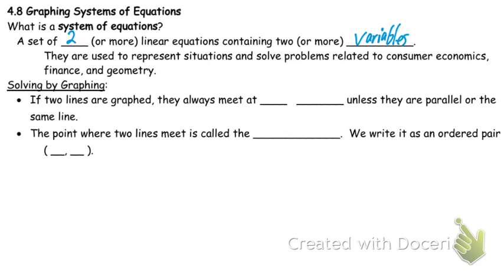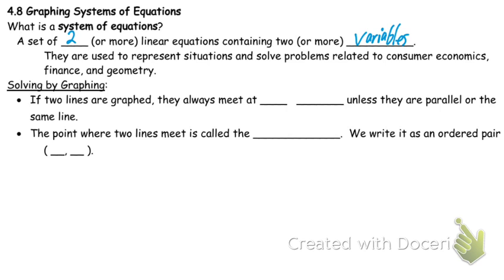X and Y typically. Now, systems of equations are used to represent situations and solve problems related to consumer economics, finance, geometry. So these do have some real-world applications, by the way, in case you're wondering. Like I said, business and finance, okay? So we're going to work on solving them by graphing. Next chapter, we're going to go over systems quite a bit and solve them with a lot of different methods. Right now, we're just going to be concerned with the graphing because that's what we've been doing a lot of.